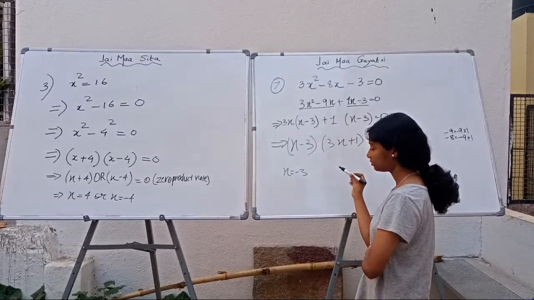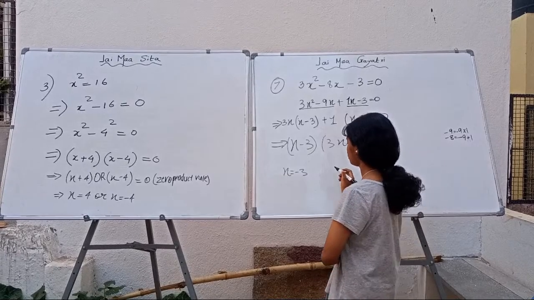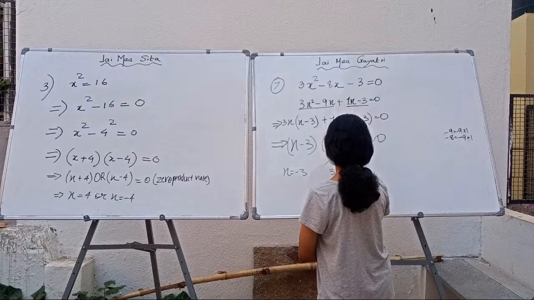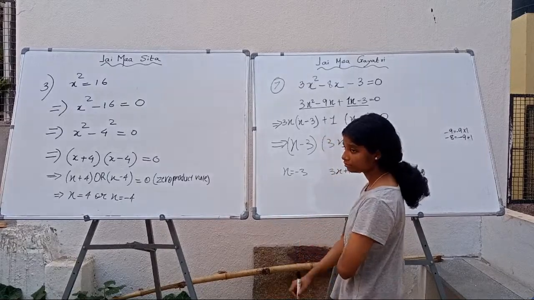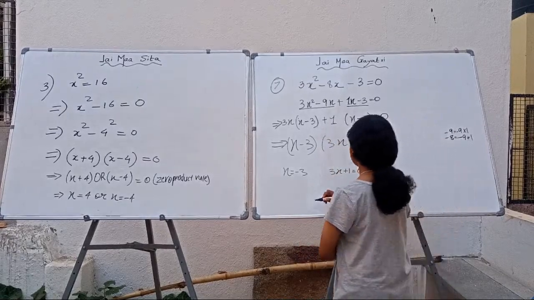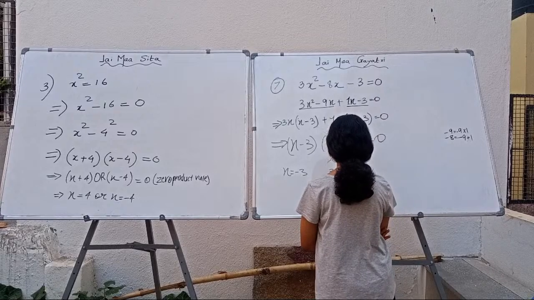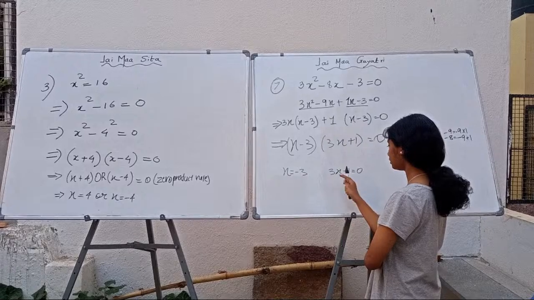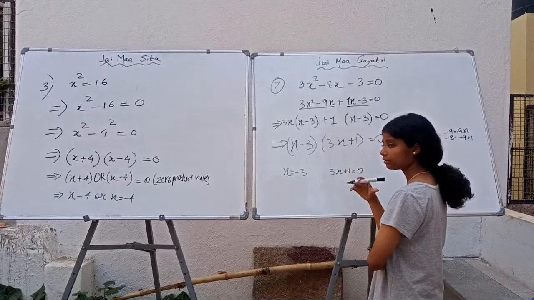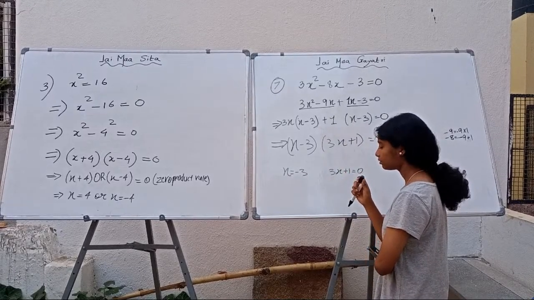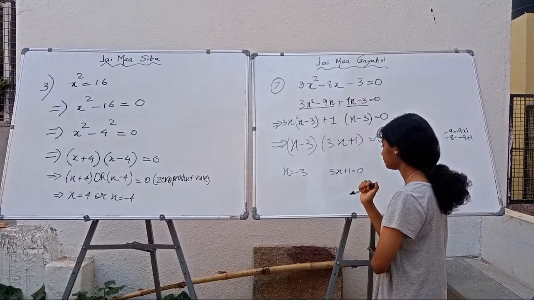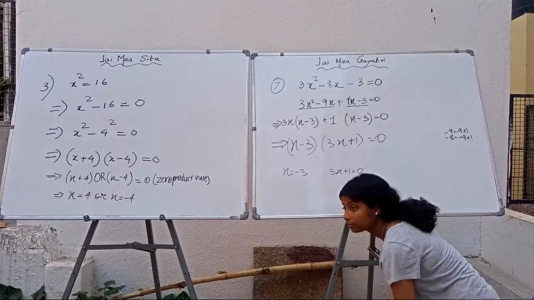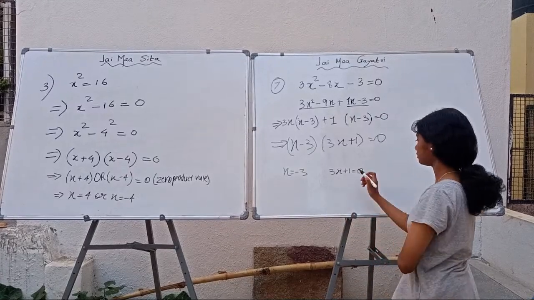So write down 3x plus 1 is equal to 0 or x plus 1 is equal to 0. Yes, solve that. You cannot. Initially you cannot because there is 1, no? So first take 1 to the other side. Don't worry about that. So take 1 to the other side.